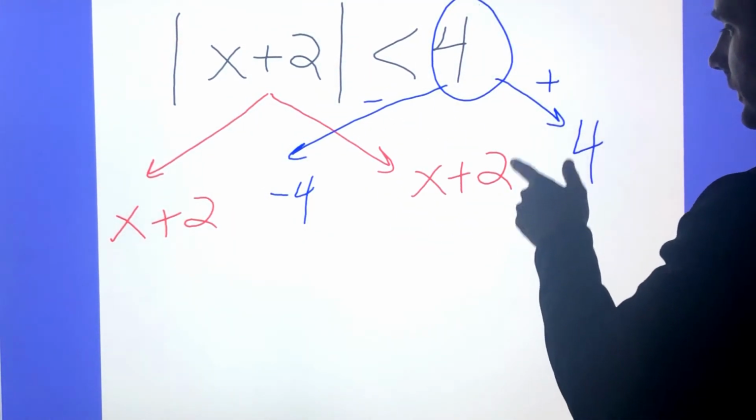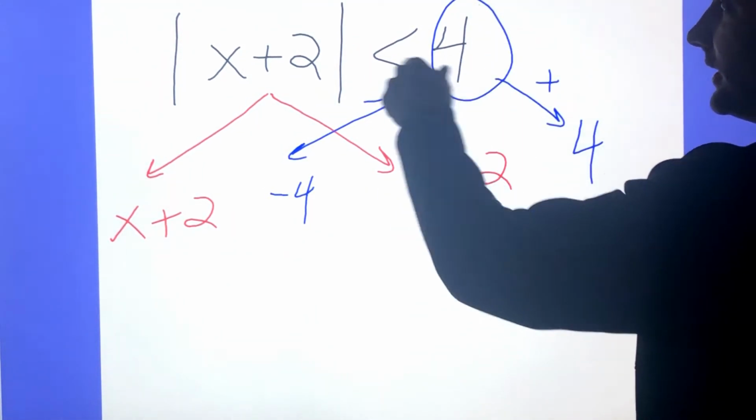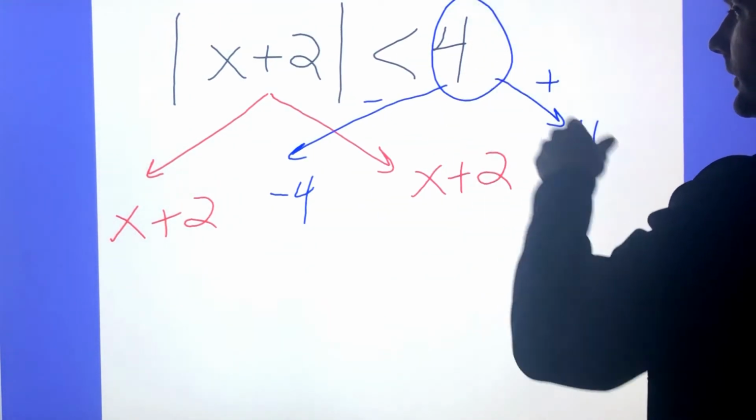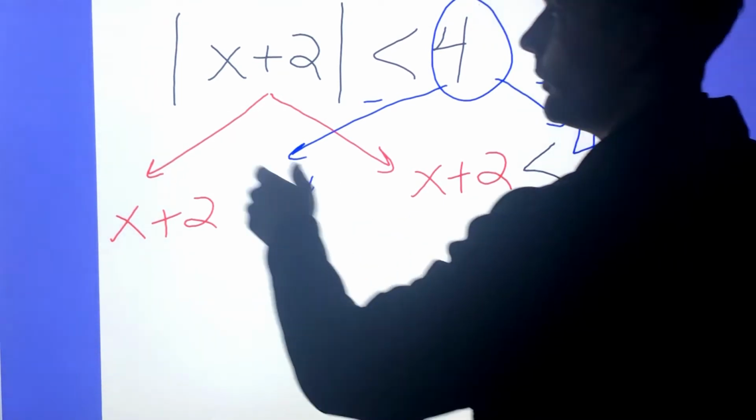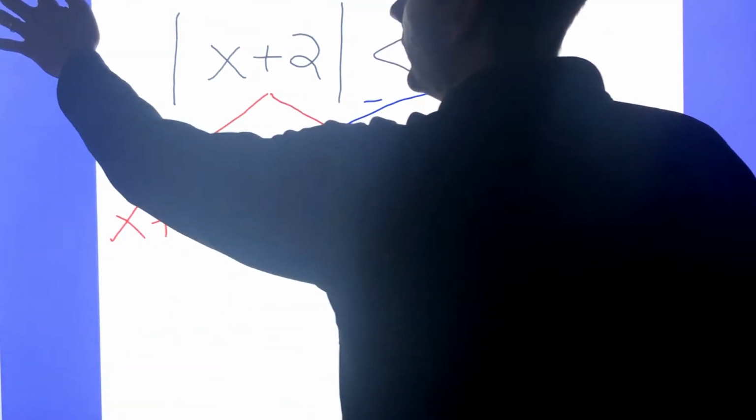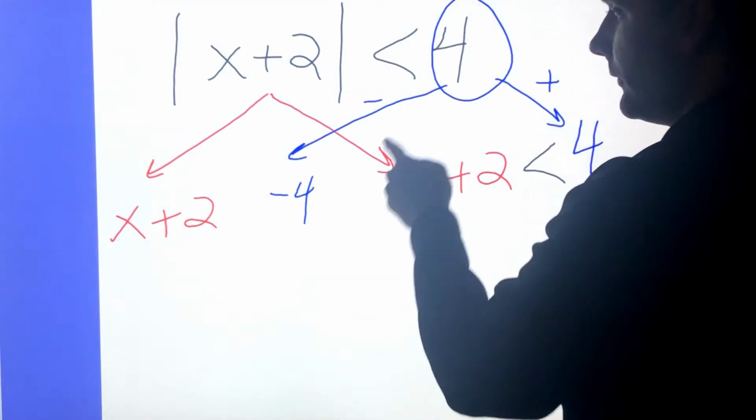Here, x plus 4 and a positive 4. Did anything change? Did my signs change? No, I stayed as a plus 4. So my inequality is going to stay the same. Now what happened over here? Note that I now went from positive 4 to negative 4.